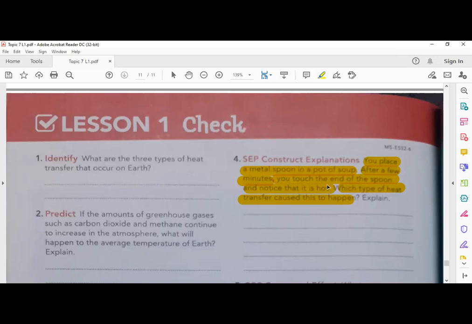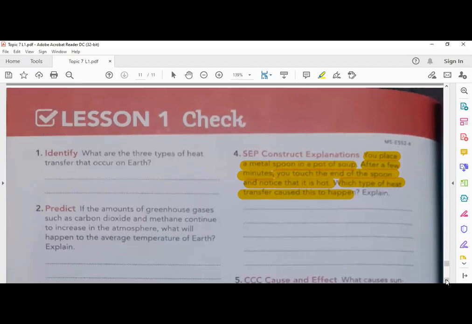I want to explain. Here we have two objects, the soup and the spoon. Which one of them is hotter? The soup. So heat will move from the soup to the spoon. Why by conduction? Because they are in direct contact. Also, in solids like the spoon, heat moves by conduction, not by convection. Conduction works best in solids because the particles can't move from place to place like in convection.